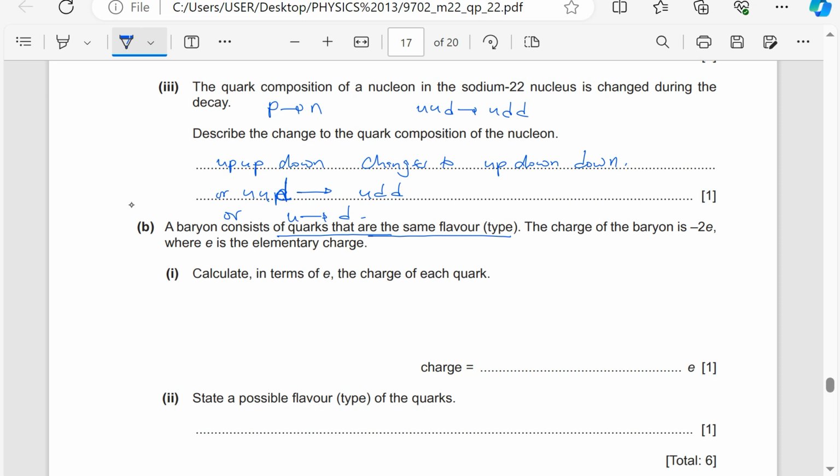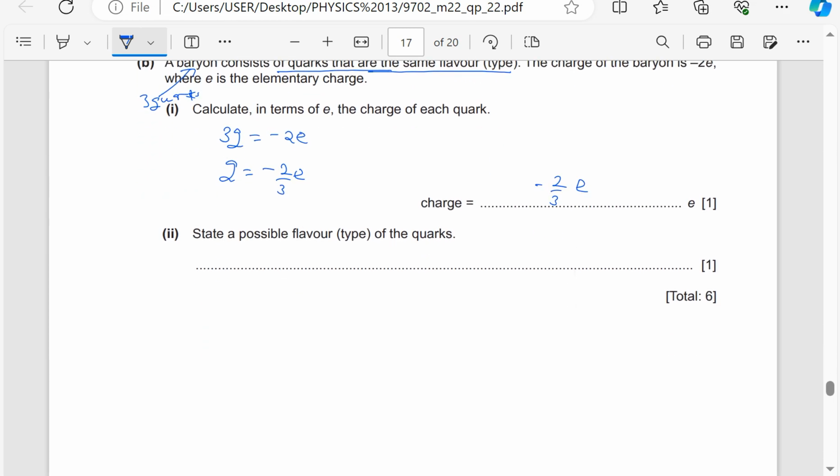So a baryon is made up of 3 quarks. Let the charge of each quark be Q. So 3 times Q should give us minus 2e. Which means the charge of each quark is minus 2 over 3 e. So this is minus 2 over 3 e.